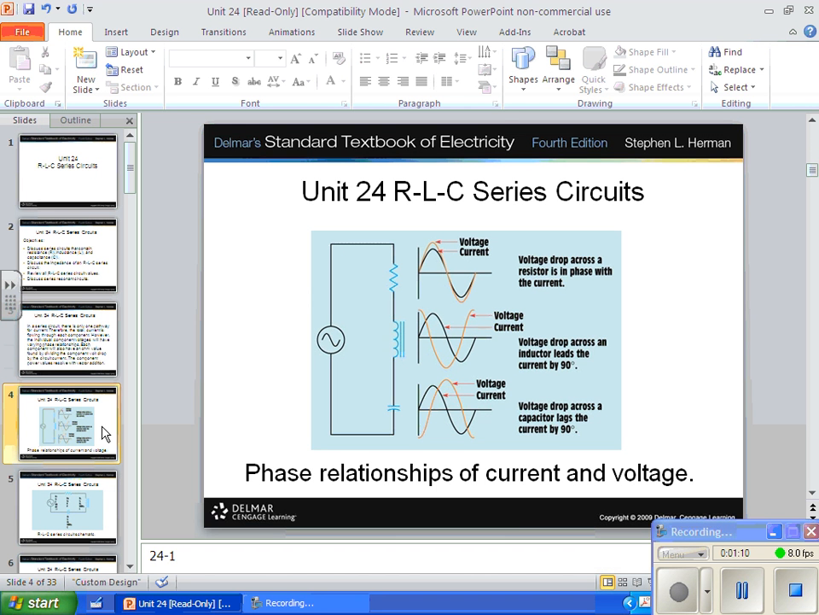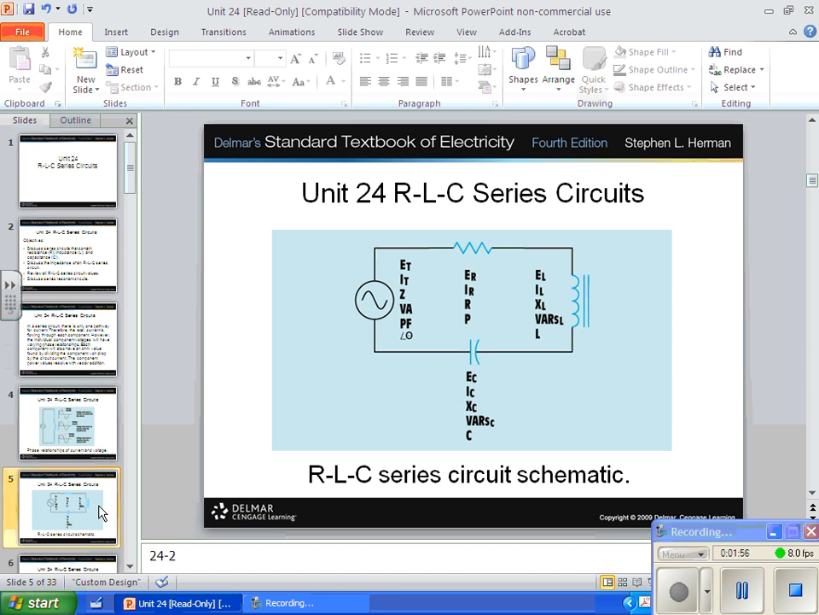And here in the resistor, the voltage and the current are in phase. In the inductor, what is leading? ELI the ICEman. ELI is inductive, L for inductive, right? E before I. Voltage before current. So we know what is leading, right? And then the last one is our capacitive circuit. So that's the ICE circuit. So current before voltage. Very good. All right.